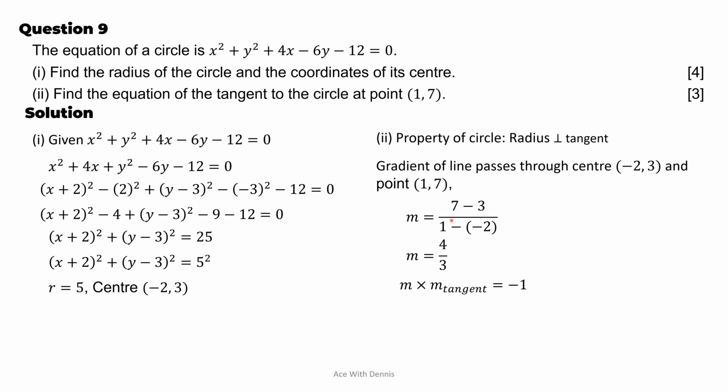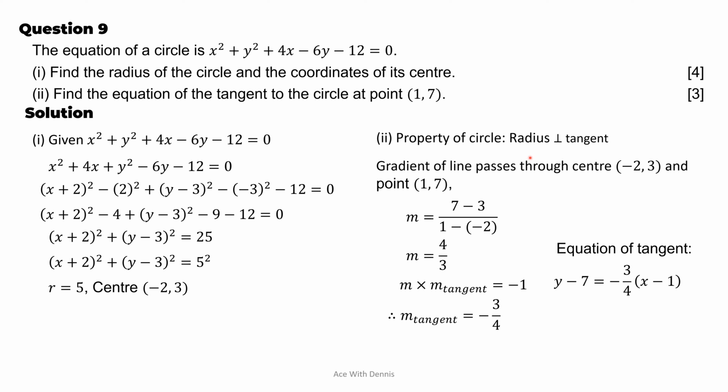So since the tangent is perpendicular to the radius, when we multiply their gradients, we get negative 1. Therefore, the gradient of the tangent will be negative 3/4. And it passes through (1, 7). Hence, now we can form the equation of the tangent. y minus 7 equals negative 3/4 times x minus 1.